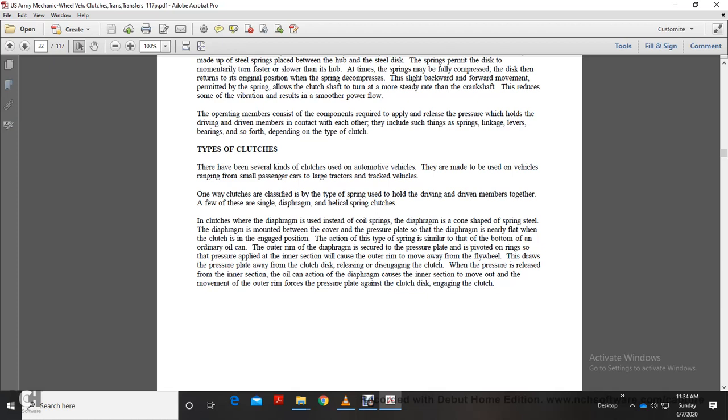The outer rim of the diaphragm is secured to the pressure plate, which is pivoted on rings. Pressure applied to the inner section causes the outer rim to move away from the flywheel. This draws the pressure plate away from the clutch disc, releasing and disengaging the clutch.